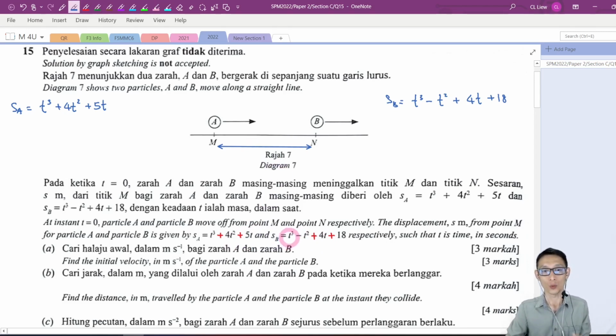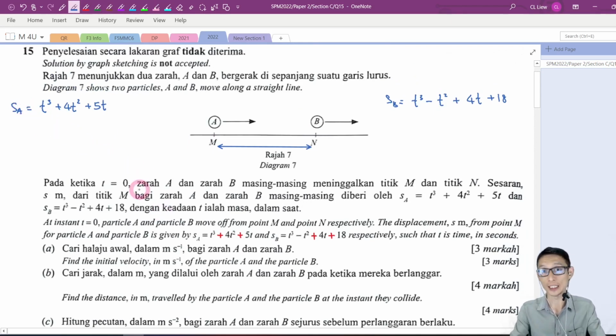Now, when t is equal to 0, means that when the particle is going to start, you will get 18, right? Why we get 18? Because point M is 18 meters on the right hand side of point N. So B is 18 meters from point M at the beginning. Okay, now this is a displacement function.